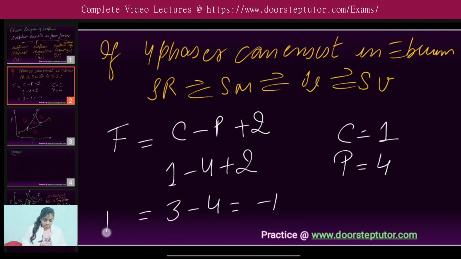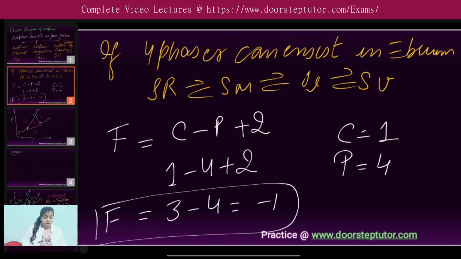That means the degrees of freedom, or the variance, is negative, and a negative variance cannot exist. That means four of these phases are not able to exist in equilibrium with one another. So the maximum number of phases that can be in equilibrium with one another is 3 only, as we have seen in the previous cases also. Here also at most 3 phases are able to exist in equilibrium with each other.